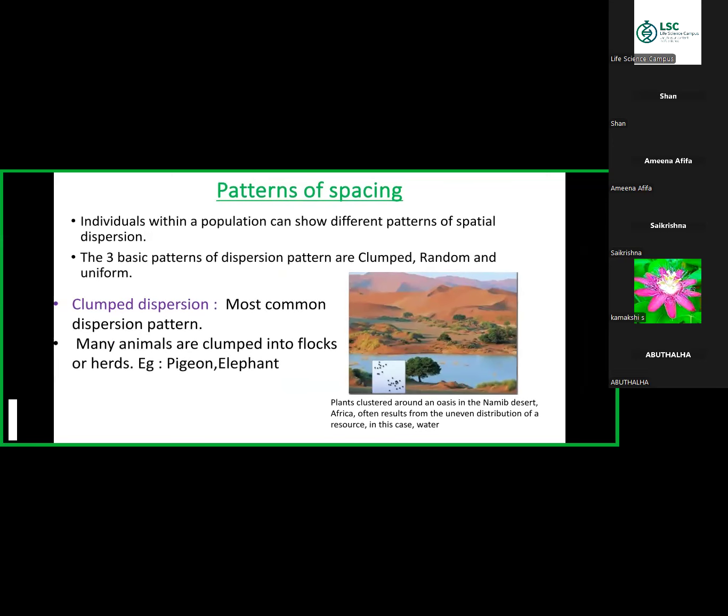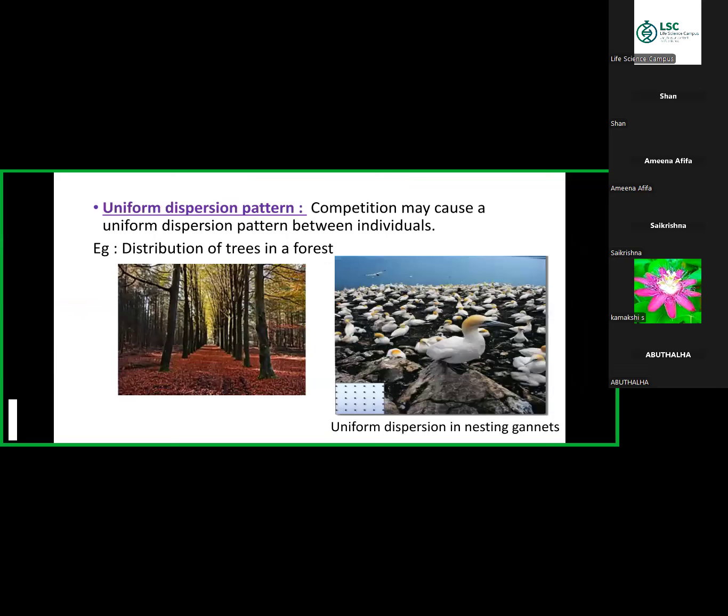Then second pattern of spacing is uniform dispersion pattern. So uniform dispersion pattern is adapted when there is a competition. In the first figure, you can see uniform dispersion in a forest. So these trees are uniformly arranged because of the competition for resources. So trees can compete with their roots. So in order to avoid that competition, they are keeping some distance from each other. It will result in a uniform pattern of dispersion. Is it clear?